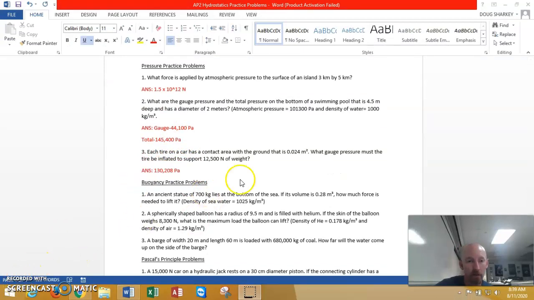All right. Third and final one of the pressure practice problems. This has to do with what gauge pressure a car tire must be inflated to support the weight of the car. Here's the answer. So the idea here is they give you the contact area of each tire, so it's just one tire. But as you know, there are 4 tires that touch the ground on a car, usually. So we're going to multiply by 4 to get the total contact area on the ground.